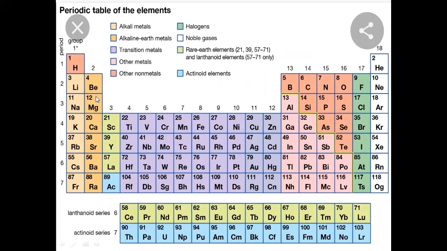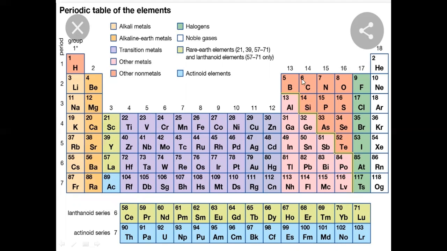First is beryllium and magnesium. Beryllium and magnesium, as I told you, are present in group number 2 of the periodic table. Beryllium is present in the second period and magnesium is present in the third period. So beryllium has two shells while magnesium has three shells. And I told you, greater the number of shells, greater will be the shielding effect. So magnesium has greater shielding effect and beryllium has a smaller shielding effect.